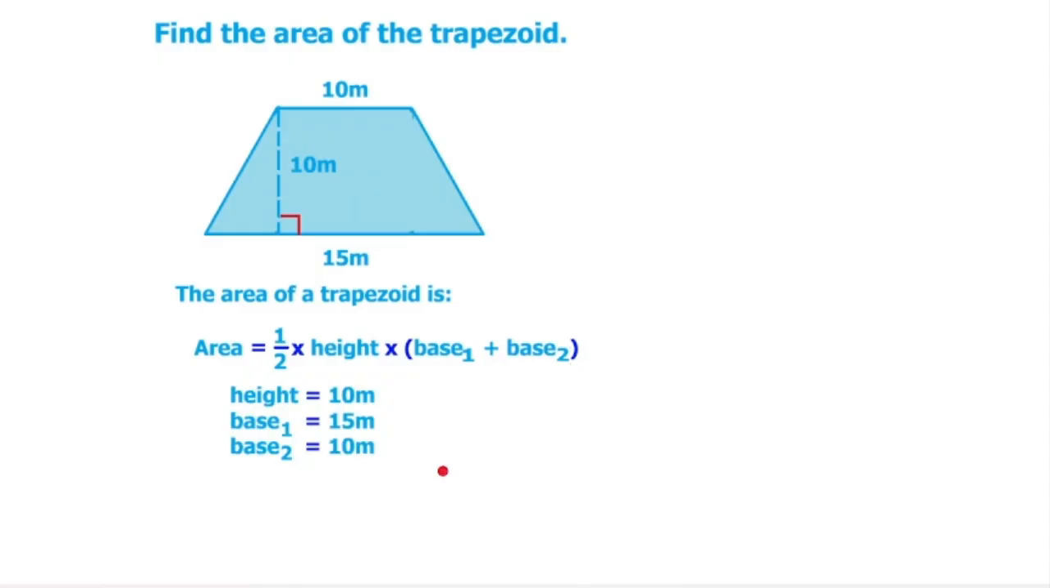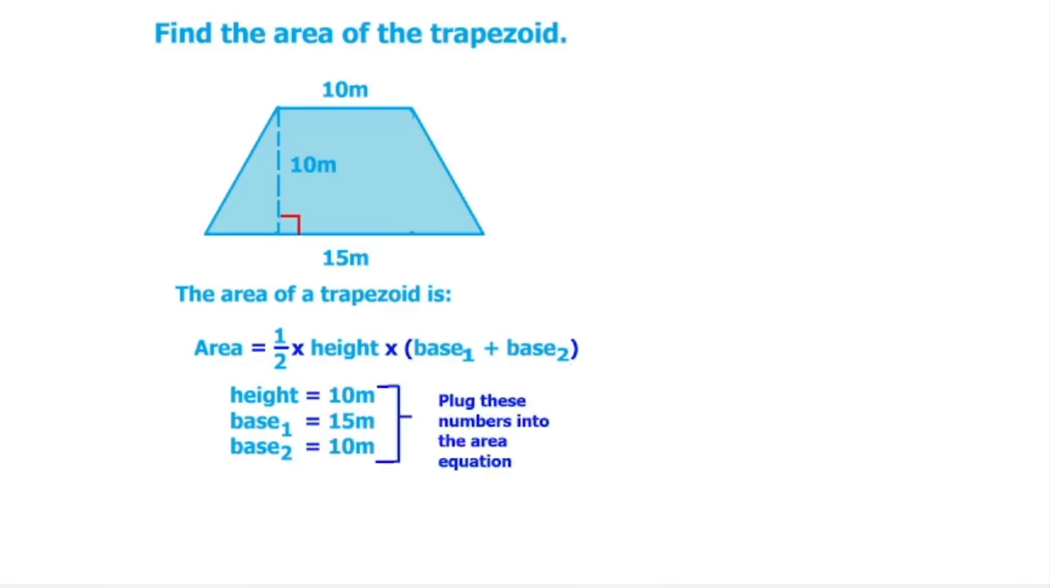So now we can just identify each of these variables. The height is 10 meters. We can see that. The base is 15 meters, one of the bases, and the other base is 10 meters. Okay? So now we can just plug those numbers into the area equation.